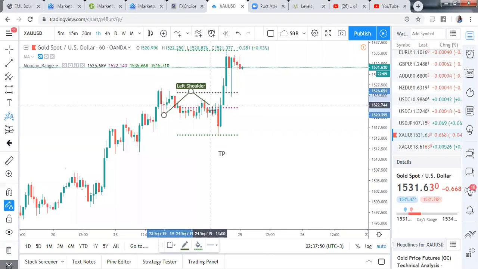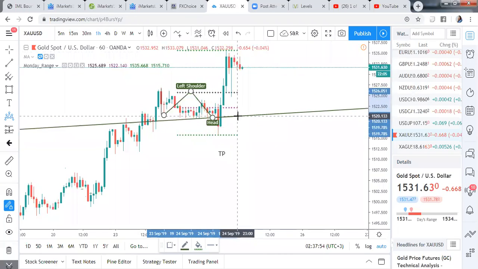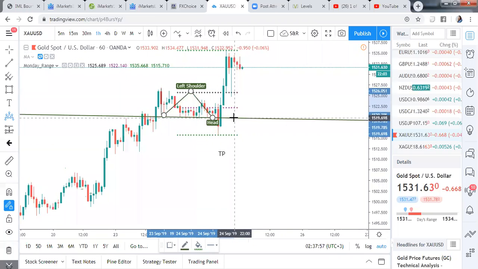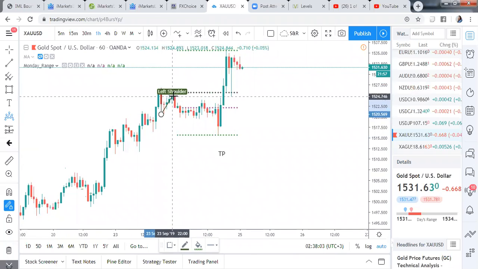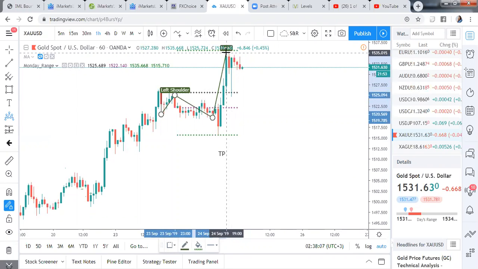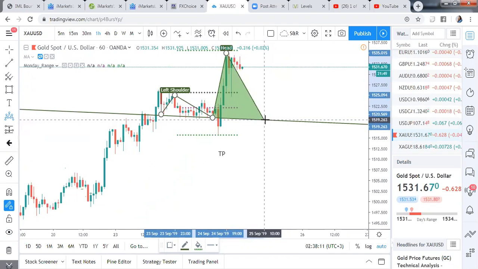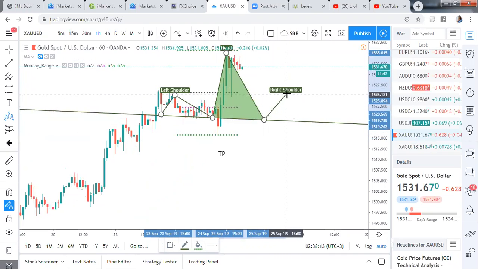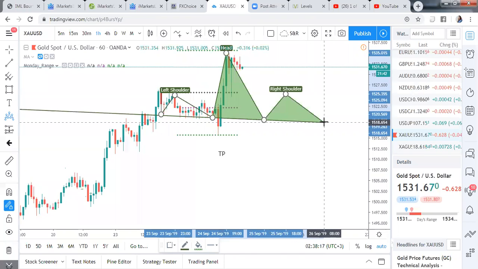So this would have been... TradingView freaking out, man. Let's go again. So you're looking for something like this to happen.